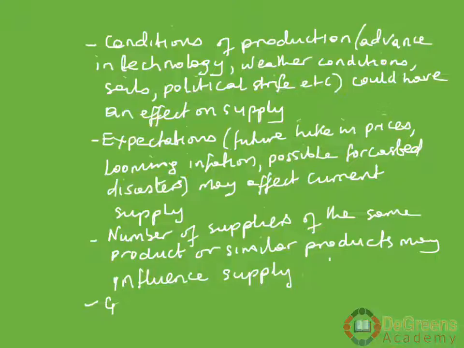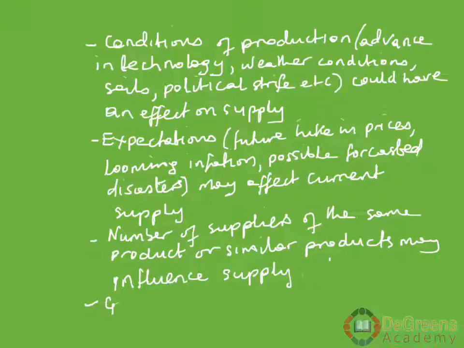So the current price is still affected, and the current supply is affected by all these things. If we have news that there's a future hike in price, possibility of prices going up, we might supply less and keep everything we have to supply in the future. And so we have all these possibilities.